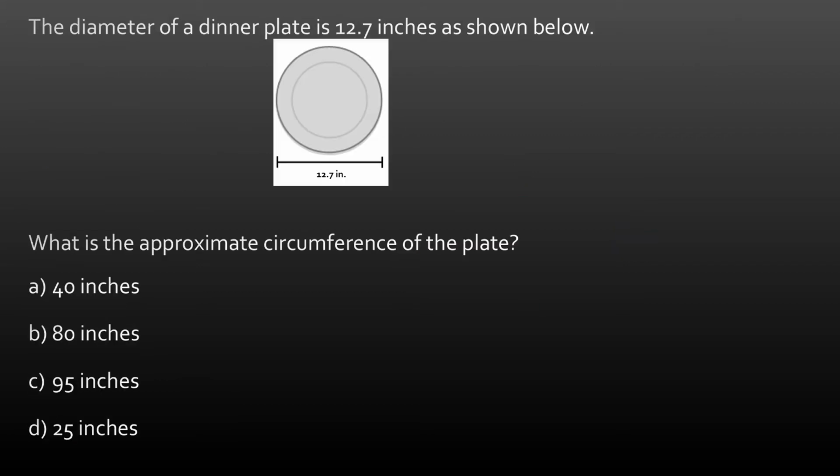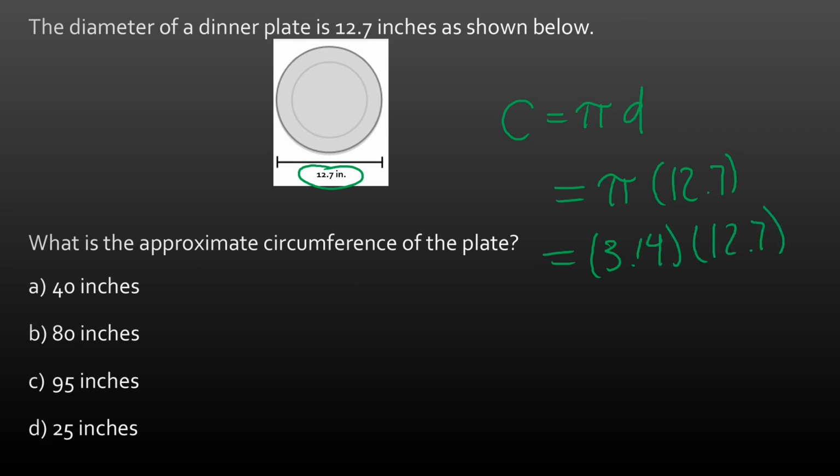Alright, next question says that the diameter of a dinner plate is 12.7 inches as shown below. What is the approximate circumference of the plate? So for circumference, remember we want to start out with our formula. Circumference is equal to pi times diameter. The diameter of my plate is 12.7. So all I need to do is take pi and multiply it by 12.7. For pi, use 3.14.